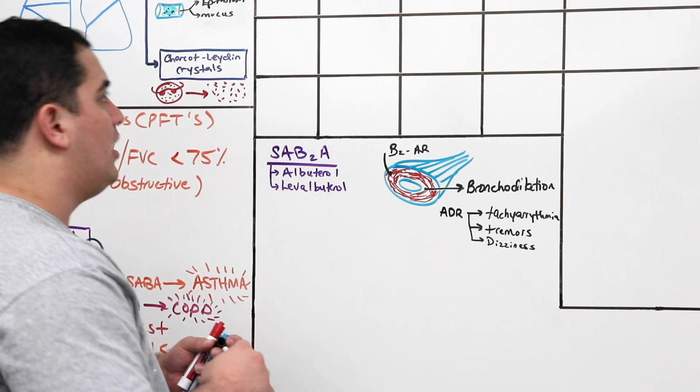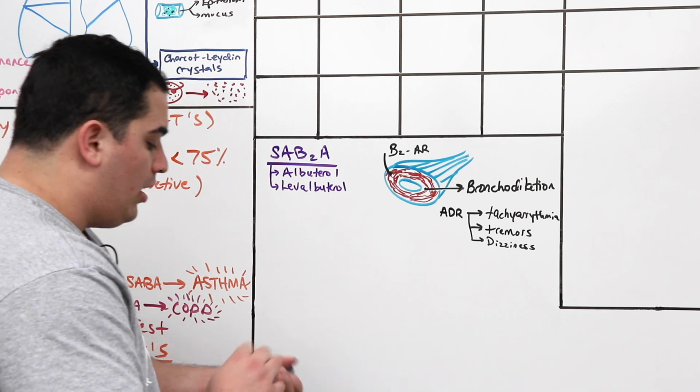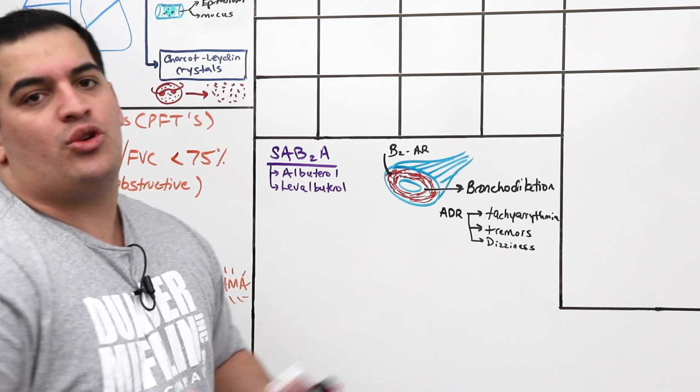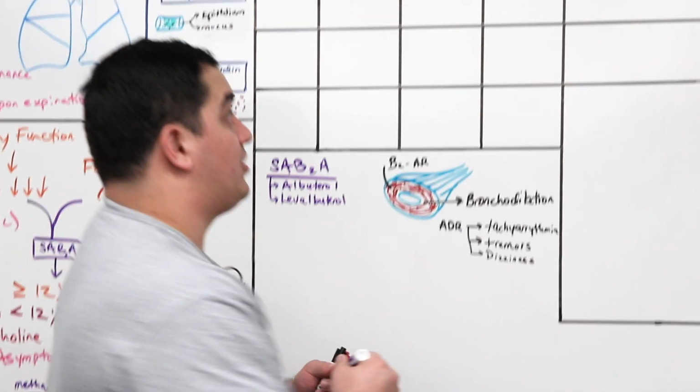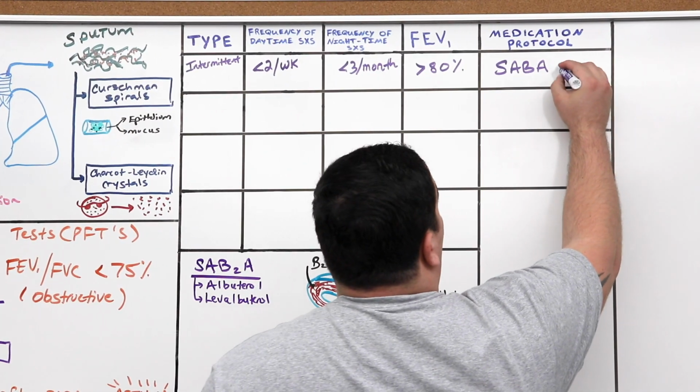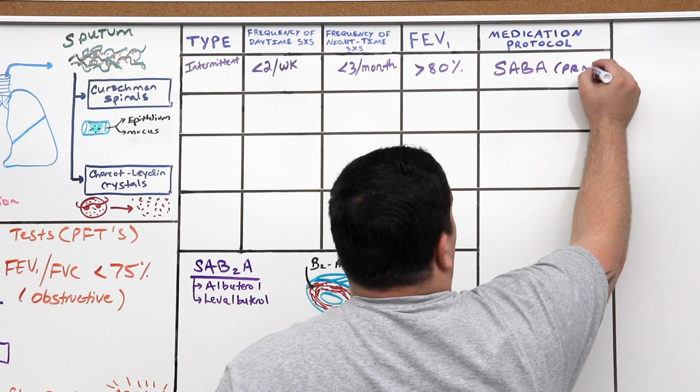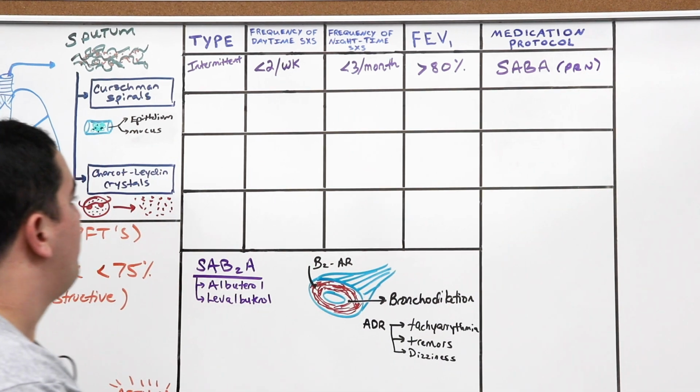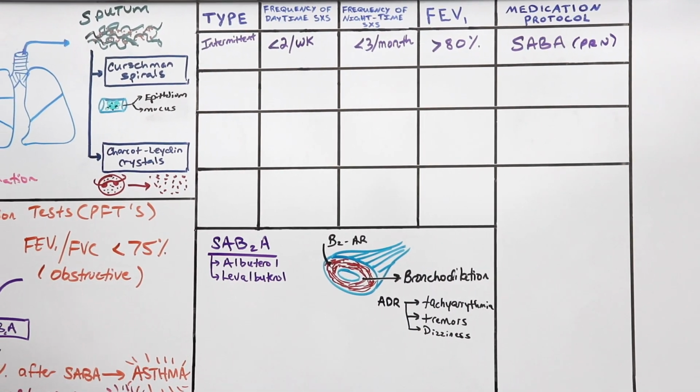But these are pretty good drugs. And again, this is the one that you would go to. Now, because it's intermittent, we're just going to do it PRN whenever they're experiencing those exacerbations. So we're going to put SABA, but particularly we're going to give it PRN, just as needed. Okay? So that's the first thing.